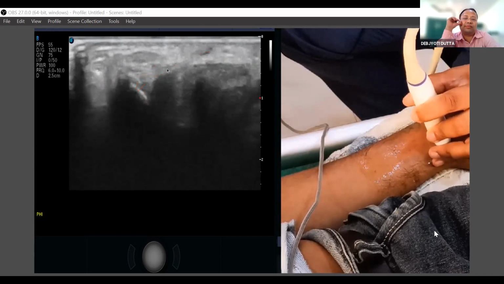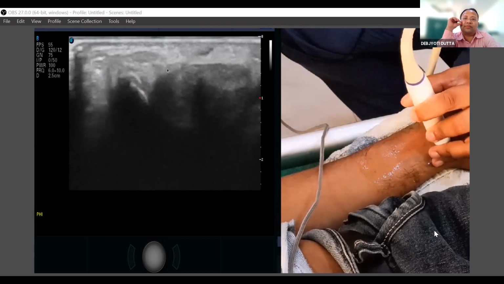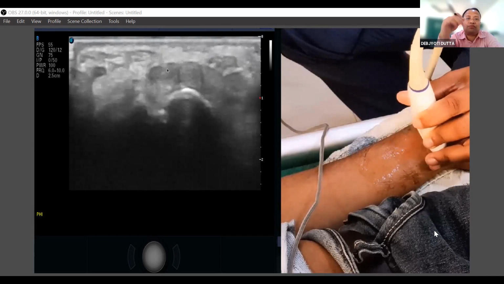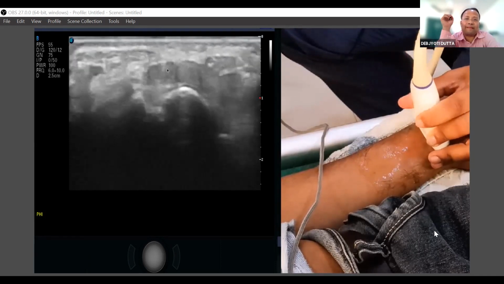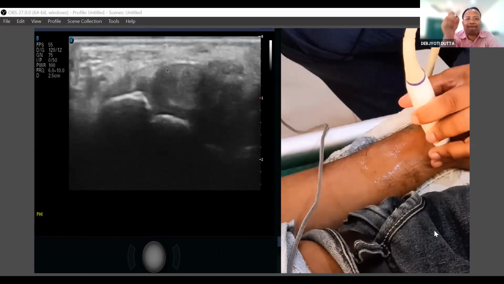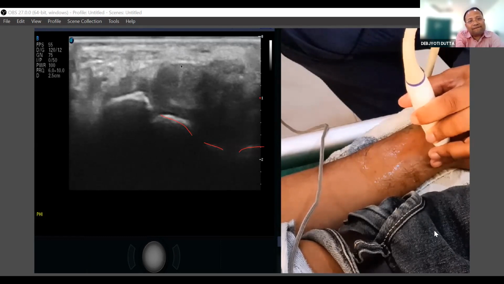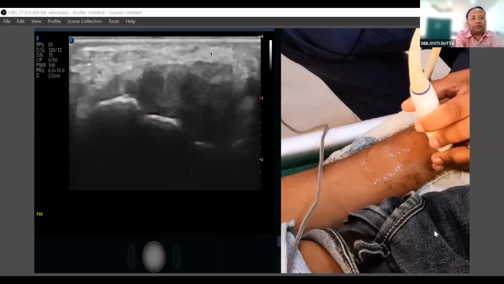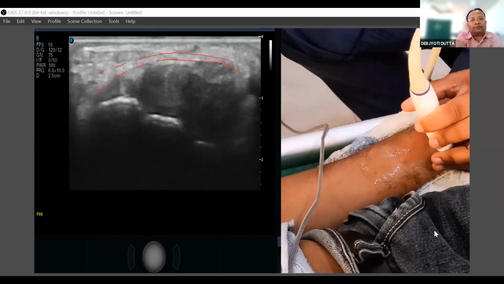So you can see again, I am showing the lunate here. As we go distally, we are able to see the scaphoid here. And we can see a portion of the transverse carpal ligament as well. Just follow the transverse carpal ligament, then you are able to see a structure.